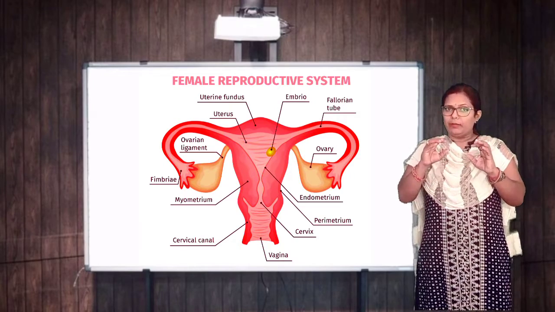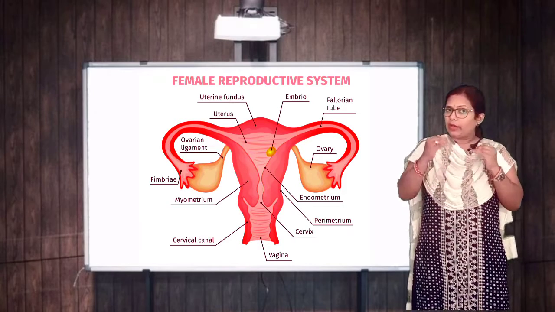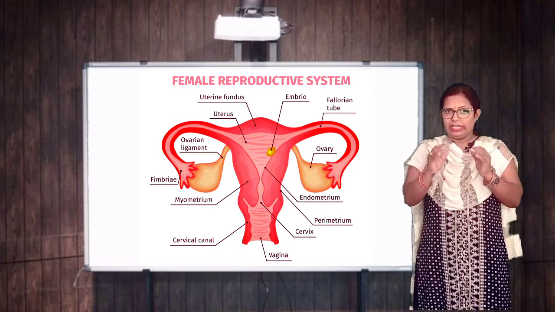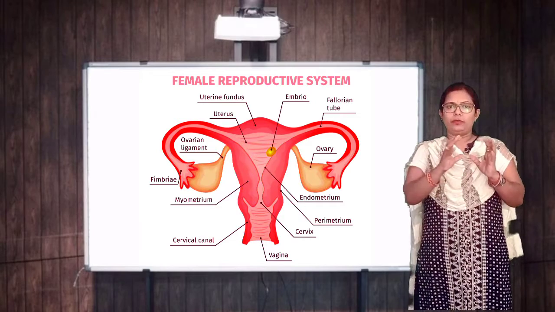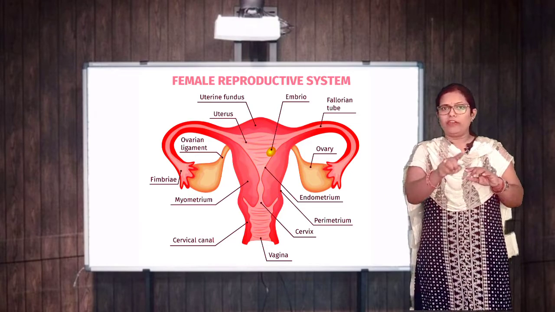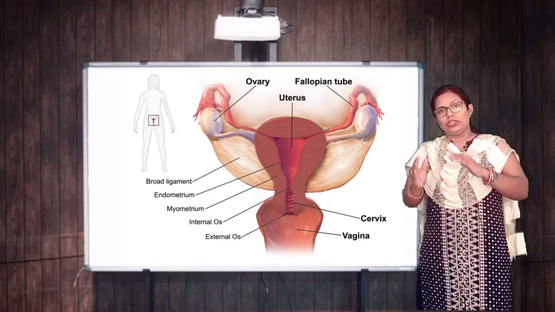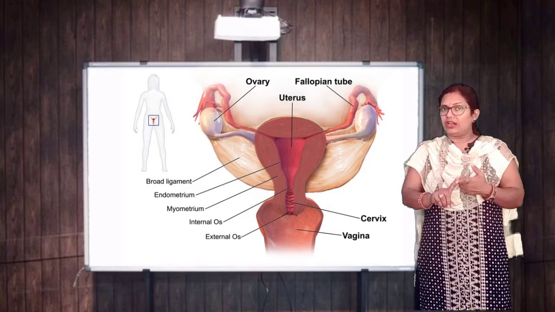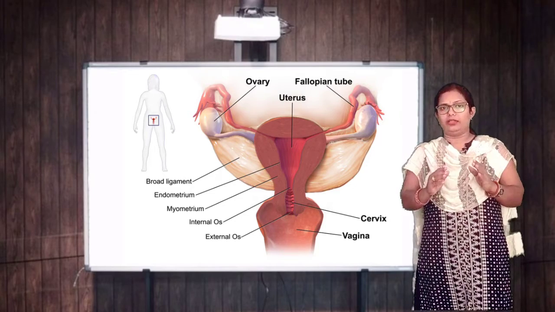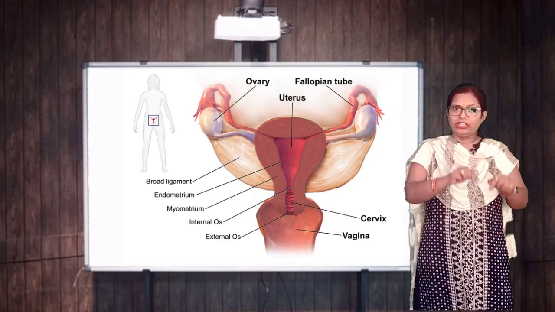इनफंडिबुलम के एंड पर हम लोग क्या देखते हैं? फिंगर लाइक प्रोजेक्शंस होते हैं फॉर रिसीविंग द ओवम. जब ओवरी ओवम को रिलीज करती है तो विद द हेल्प ऑफ फिम्ब्री दिस ओवम इज रिसीव्ड. ओवम को रिसीव किया जाता है और इसे कहाँ ट्रांसपोर्ट किया जाता है? इनफंडिबुलम से होते हुए फैलोपियन ट्यूब में. अब जब ovum is transported to the fallopian tube, then fertilization occurs in the fallopian tube only. Fallopian tube is the site where fertilization occurs. Fertilization के बाद जो जाइगोट है वह ट्रांसपोर्टेड होता है यूट्रस के अंदर.